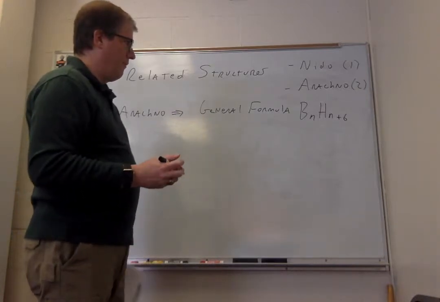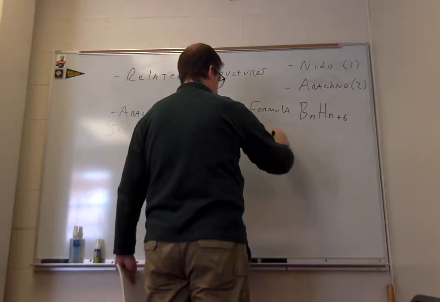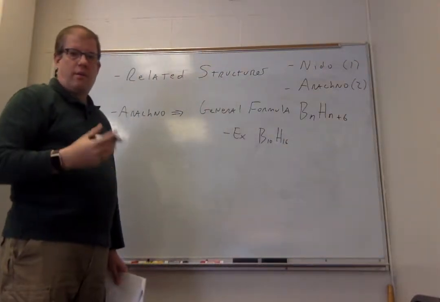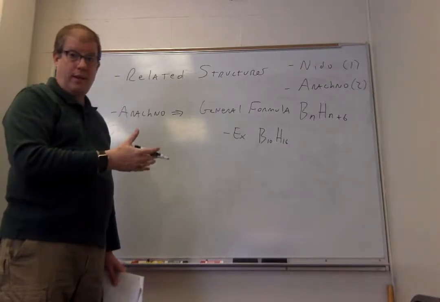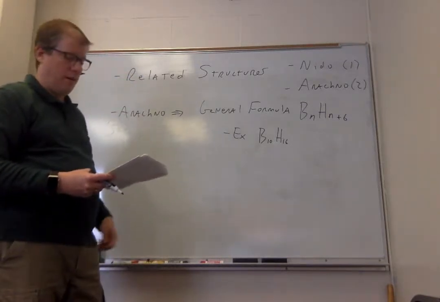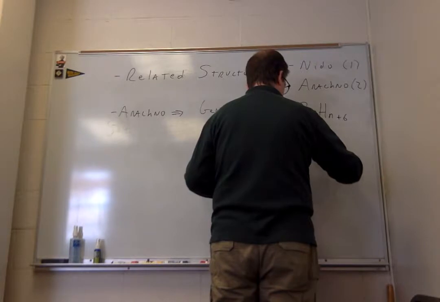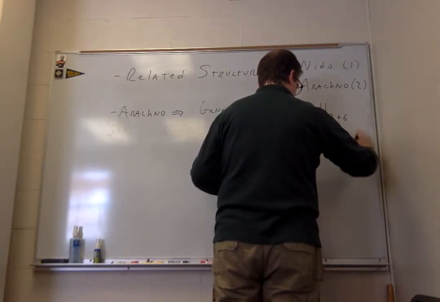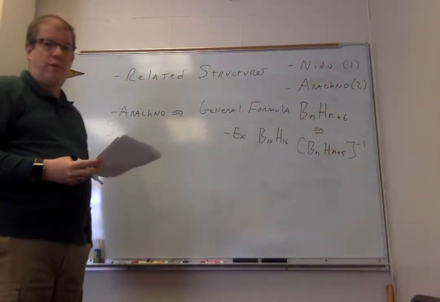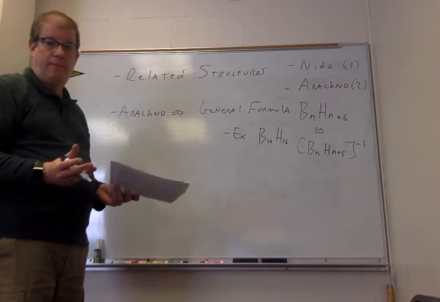Okay. So, what's an example of this? That one. B10H16 is an arachno structure. Now again, the Wade-Mingos rules will tell you that, but it's usually pretty straightforward to eyeball it and say, okay, that's what it is. You can also have a structure BnHn plus 5 with a net -1 charge on it, but again, that is a lot less common. Okay?